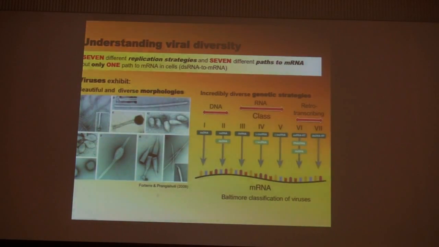The reality is that there is incredible diversity of viral forms and viral genetic material and strategies that are being used for extending that aspect of genetics in viruses. On one side, beautiful and diverse morphologies are exemplified here by the various forms that you would find in archaea, and on the other side, incredibly diverse genetic strategies. The Baltimore classification groups them in 7 groups according to the use of nucleic acid material and also the use of a strategy to ultimately produce messenger RNA.